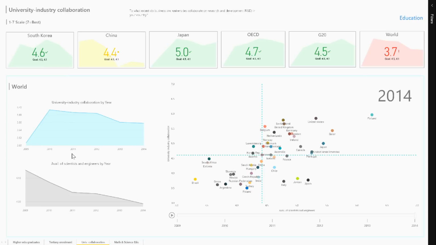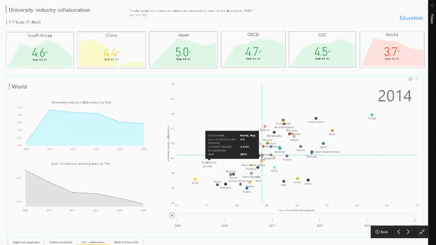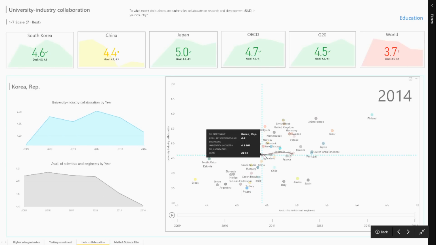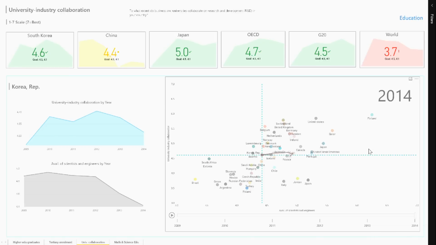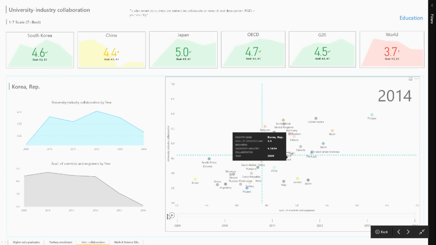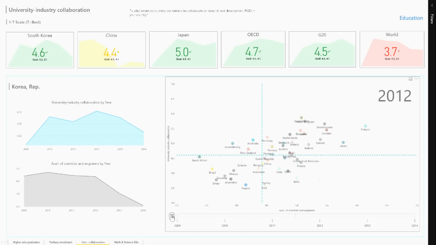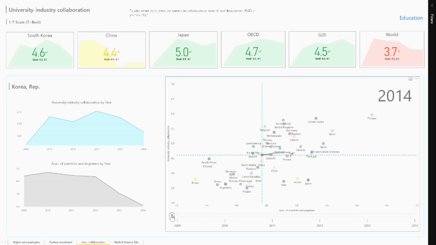Talking about the scatter chart, there are many different countries here. First, the target country, South Korea, can be found based on the dashed line. So if you click on that country, your line chart will be filtered, okay? And in this case, university collaboration is very steady. However, the available scientists and engineers is not going well.